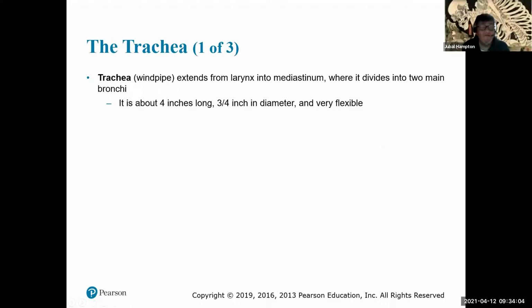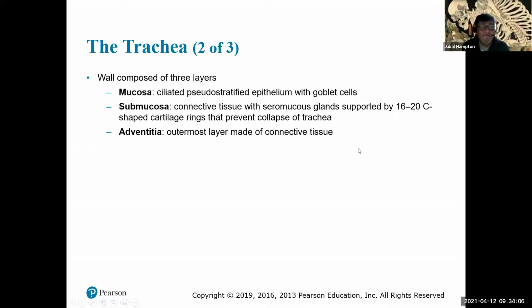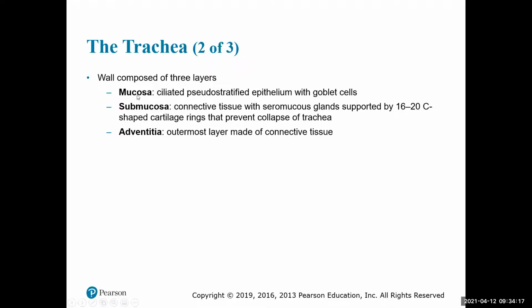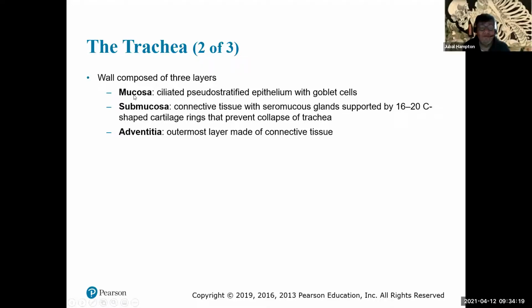All right, let's see. Now, the trachea. The wall is composed of three layers. You know how I like to ask how many. The mucosa is the membrane lining. And again, ciliated, pseudostratified, columnar epithelium.